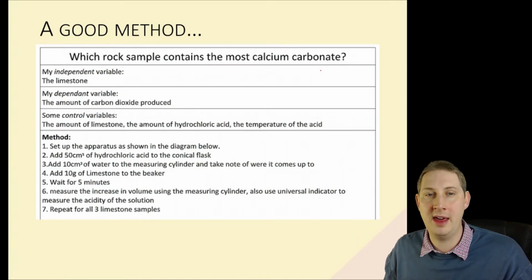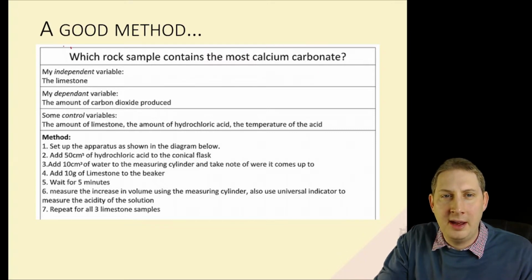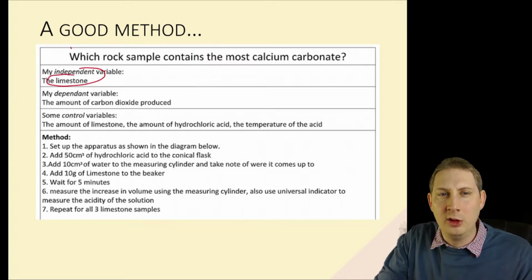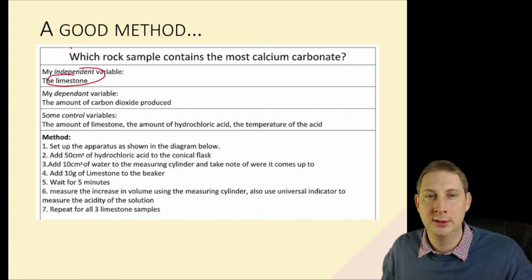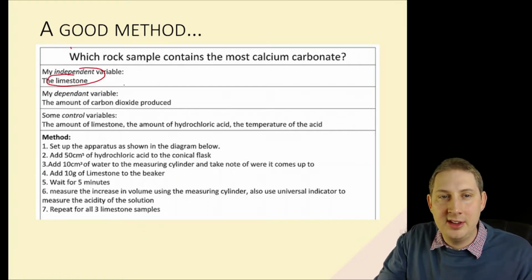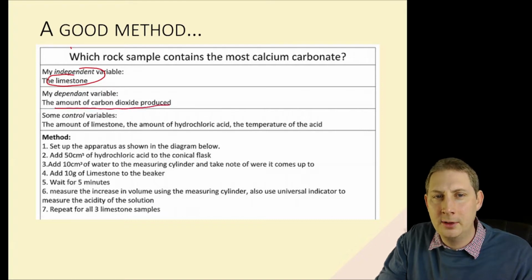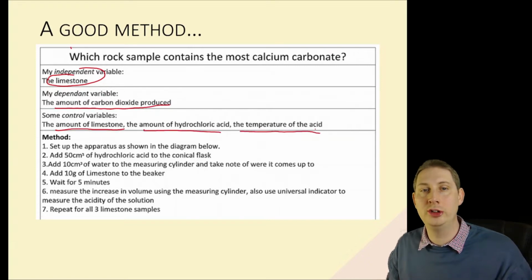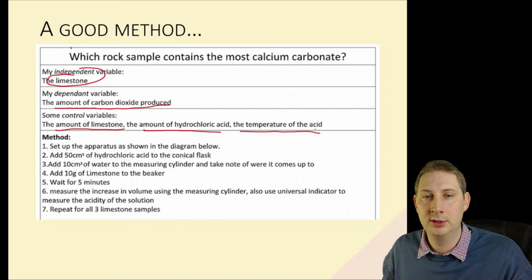Here's a good method that actually does answer the question. Again, we haven't got an independent variable that's particularly helpful, the limestone, but the dependent variable's okay. The amount of carbon dioxide produced, that's good. Control variables, amount of limestone, amount of hydrochloric acid, temperature of the acid, these are all good control variables.